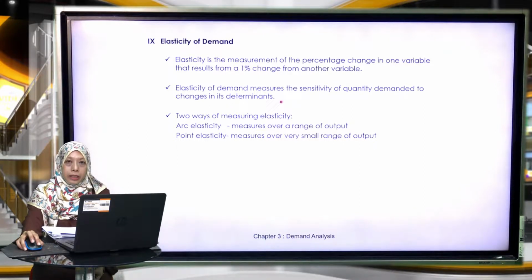Now there are 2 ways of measuring elasticity. If you are interested in measuring elasticity over 2 points or over a range of output, then you need to use the arc elasticity formula. But if you want to measure elasticity over a very small range of output, then you're going to use the point elasticity formula.